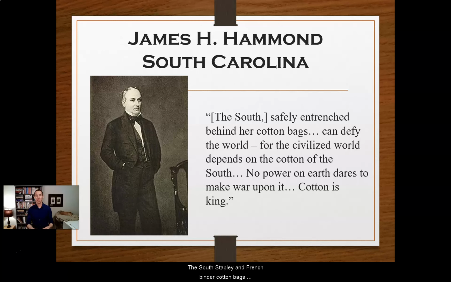The South, safely entrenched behind her cotton bags, can defy the world, for the civilized world depends on the cotton of the South. No power on earth dares to make war upon it. Cotton is king, and they truly believe that.